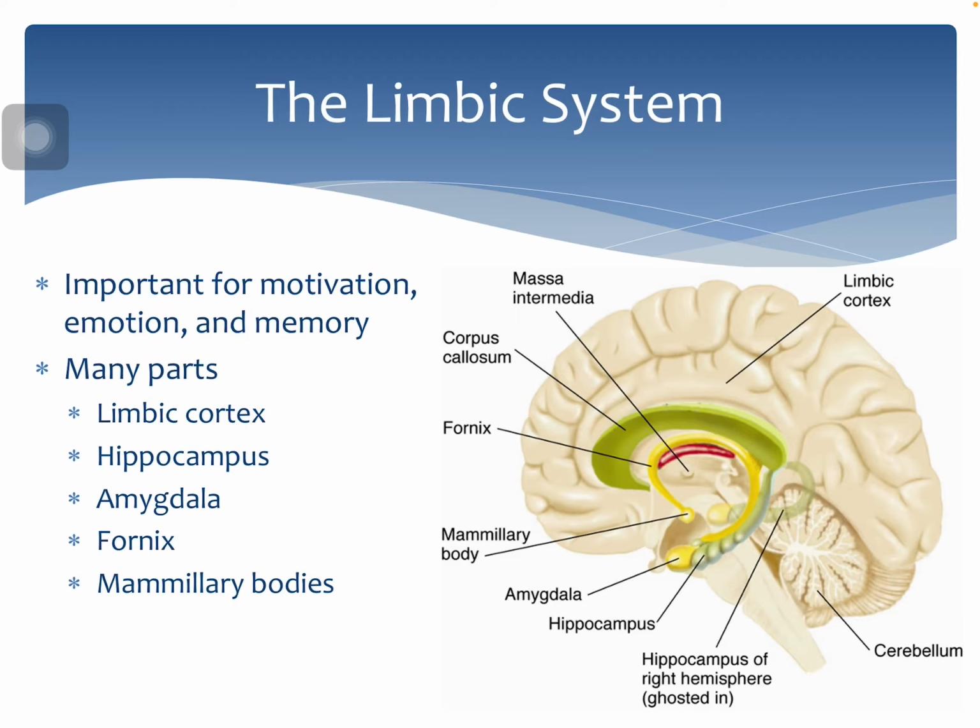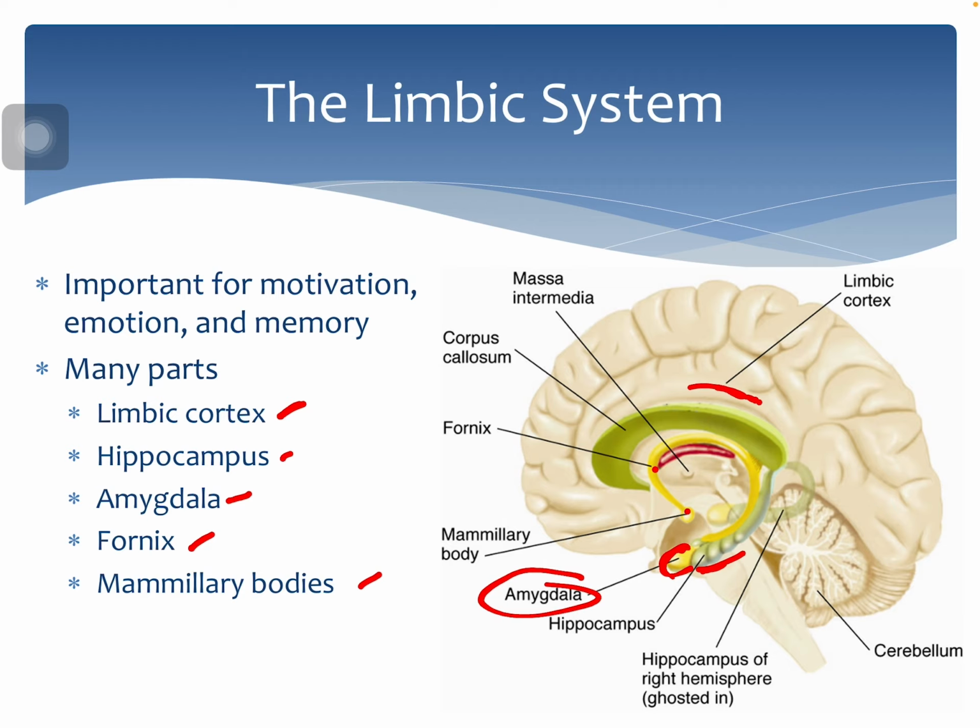So another important thing to talk about, or systems I should say, one is the limbic system and the other is the basal ganglia. The limbic system is made up of several different parts. The limbic cortex, which is located kind of here. The hippocampus, which is right here, shaped kind of like a seahorse. We have the amygdala, and remember you have two amygdala, one on each side, a left and a right, and then the fornix and the mammillary bodies, the fornix being here, and the mammillary bodies being here. All of these structures are really important for things like motivation and emotion.